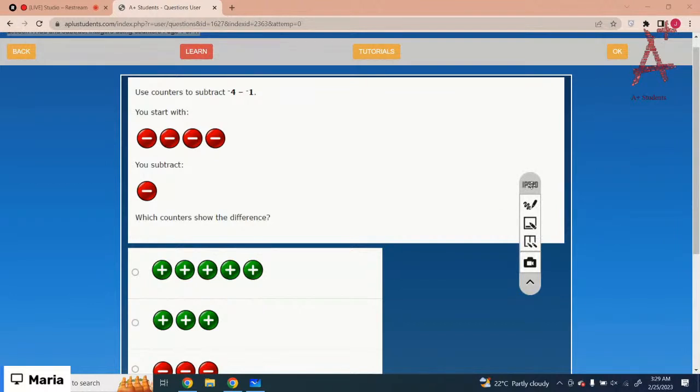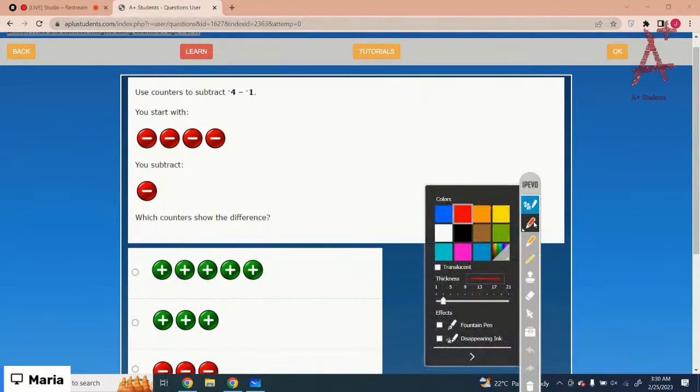Okay, this one represents the negative 4 and this one represents the negative 1. So same counters cancel out each other. So you are left with three negative counters. That means the correct option is negative 3. Got it? That would be the third one. Very good. Yes, it is the third option. So just select the correct option and then click on the OK button. So option number 3 is the correct option.